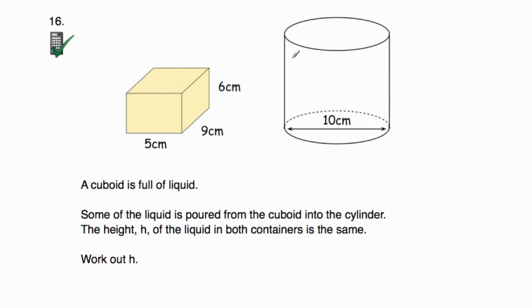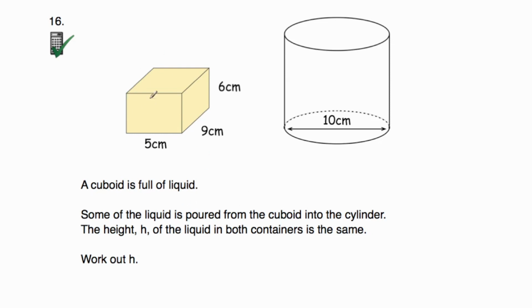And we've got the cylinder, and this cylinder is empty at the minute. And some of the liquid is poured from the cuboid into the cylinder, until the point where the height of the liquid is the same in both containers. So in other words, the height of the water in the cylinder is the same as the height of the water in the cuboid. So if you put them side by side, the level of the water would have the same height. And we've been asked to work out h. What height would that be?